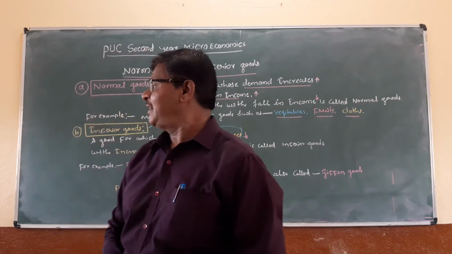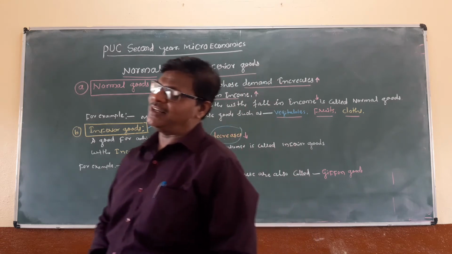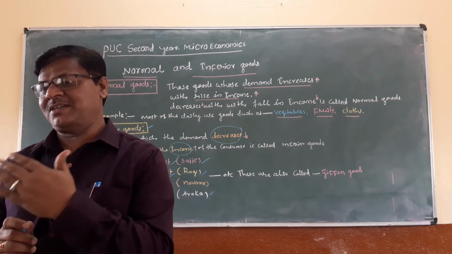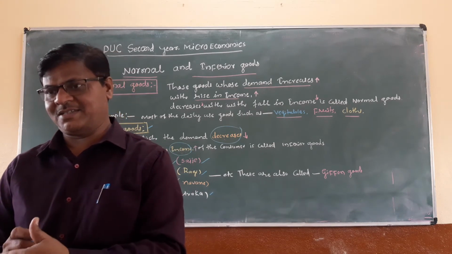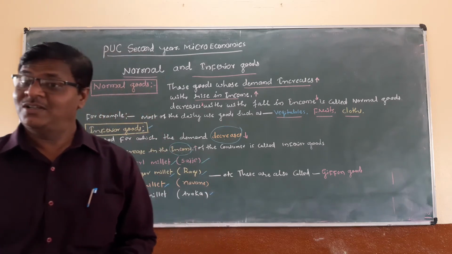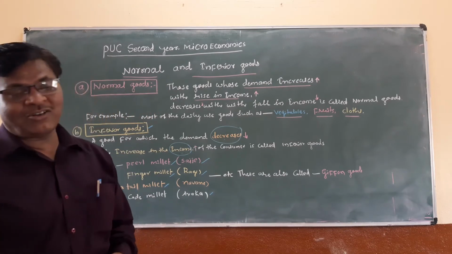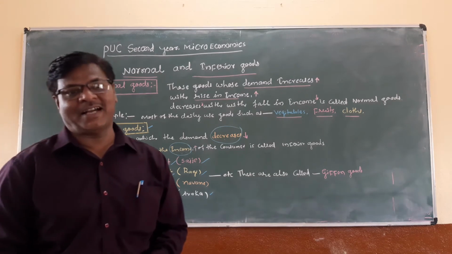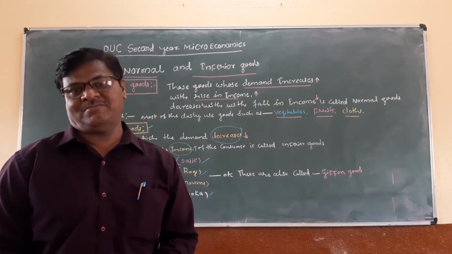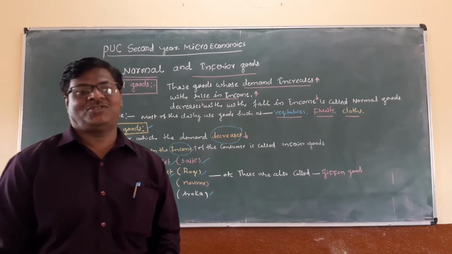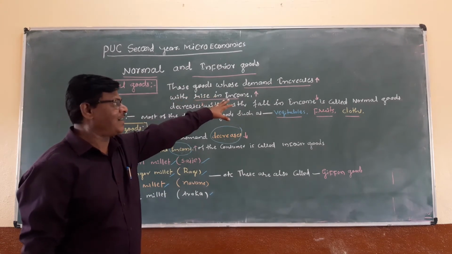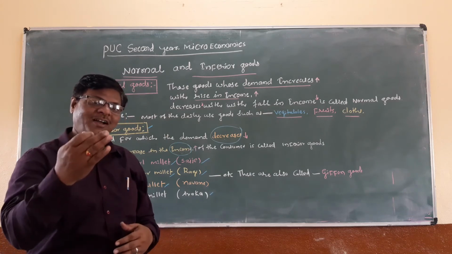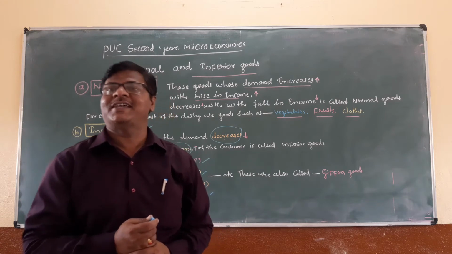and inferior goods. In the case of normal goods, there is a relation between income and demand: demand increases when income increases, and demand decreases when income decreases. It is called normal goods. Normal goods are those goods whose demand increases with a rise in income and decreases with a fall in income.